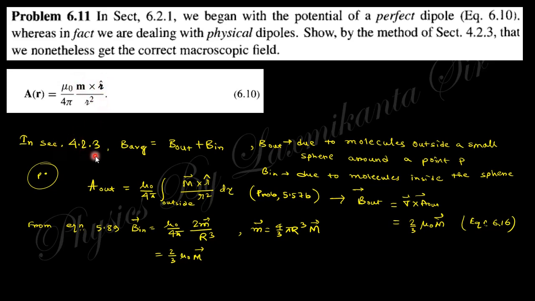So in section 4.2.3, the average magnetic field is nothing but B out plus B in. B out is due to the molecules outside a small sphere around a point p. Actually this is a point p, we take a small sphere, the field due to the molecules outside this sphere is B out, and due to the molecules inside it is B in. Okay, so the average field will be the addition of these two.